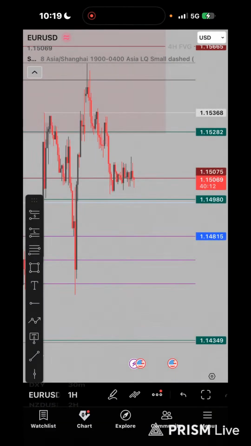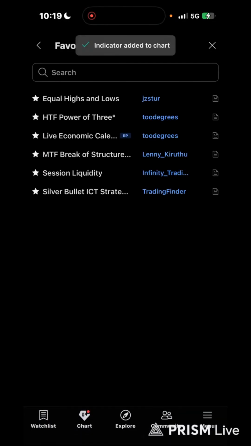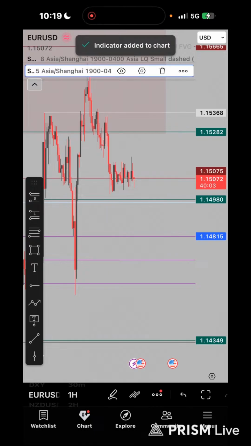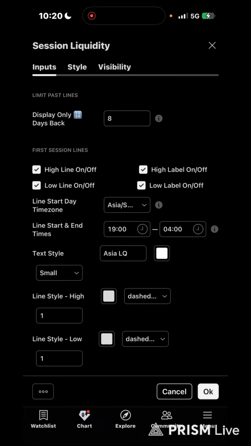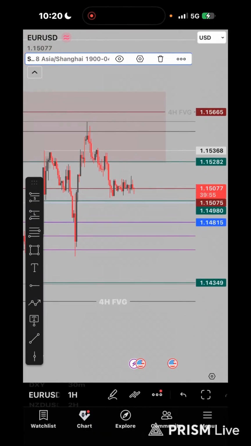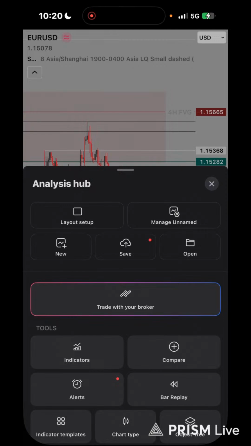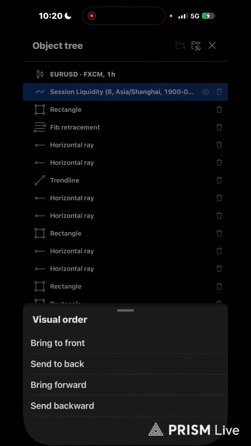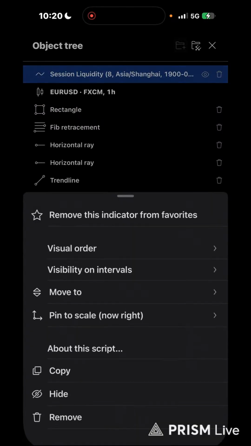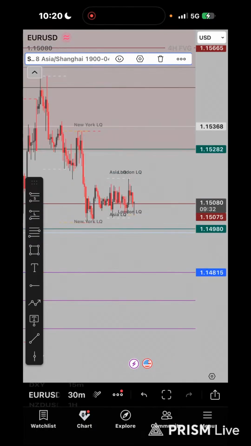I do want to see, I don't know if I can get the indicator for it. There's an indicator for sessions. Oh wait, I already had it. I can't see it. Oh, I need to be on a small time frame.